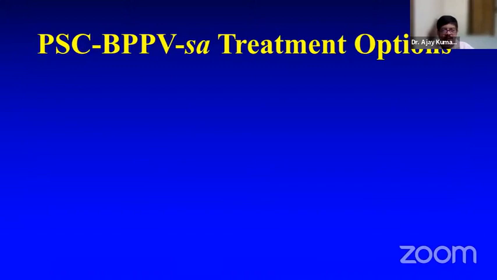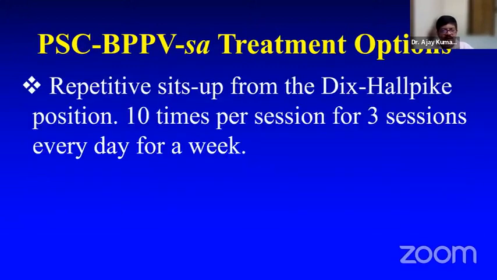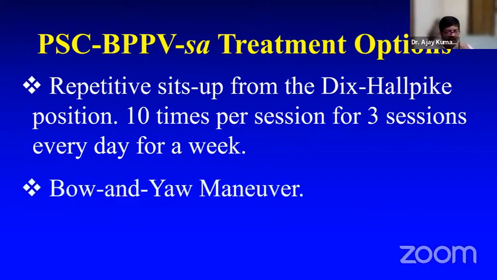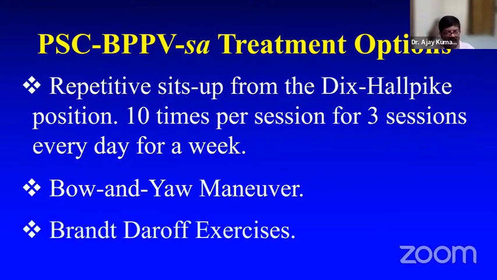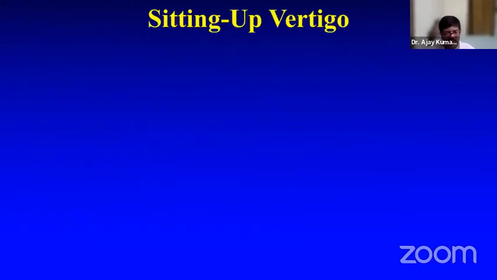So the short-term treatment options are repetitive sit-ups from the Dix-Hallpike position, 10 times per session, for 3 sessions every day for a week. And this somehow worked on one of my patients, the last patient which I had shown, in periampullary restricted posterior semicircular canalolithiasis with partial canal jam. The Bo and Yao maneuver, in one of the studies from South China, reported efficacy in treating short-term posterior semicircular canalolithiasis. Also, a brand of exercises by Skoko and recently by JS Kim.